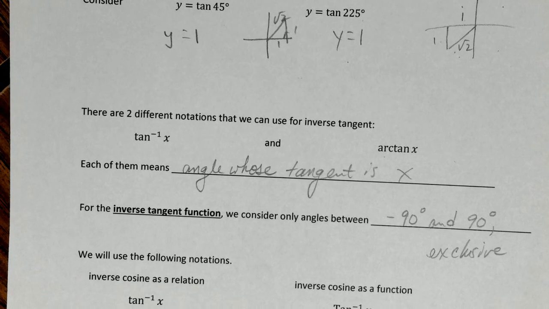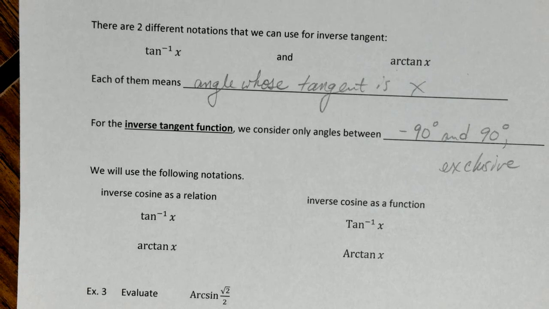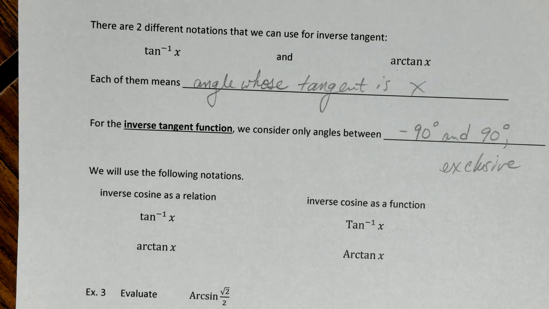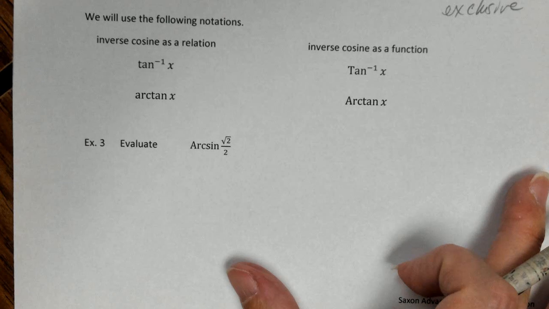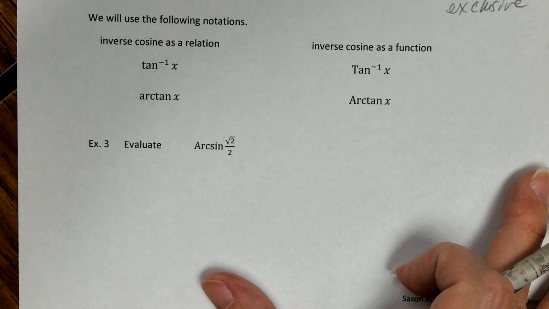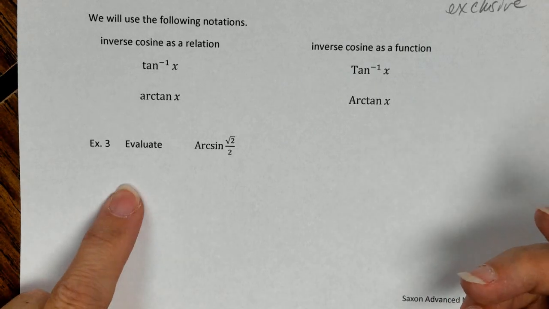But anyway. Okay, so these are the notations again. Capitals mean the function where it's restricted. Lowercase means we're not restricted, and we can have an infinite number of answers. All right. You're usually going to see capitals where we're restricted. Okay, so here's an example. Example 3 here.